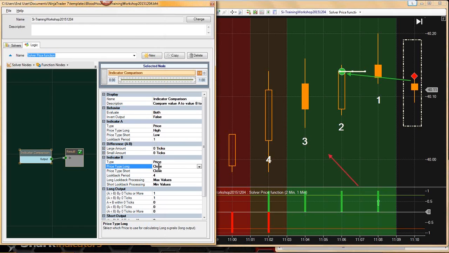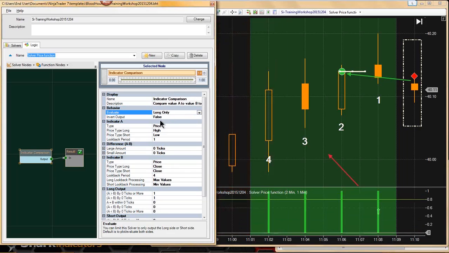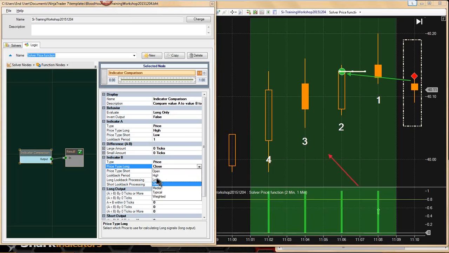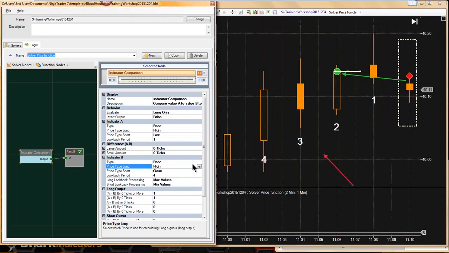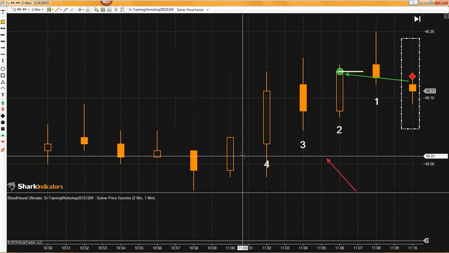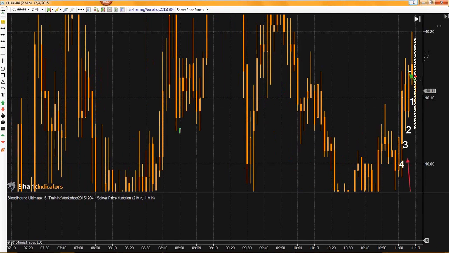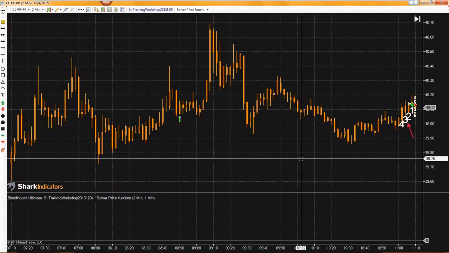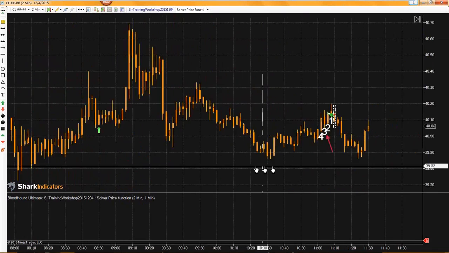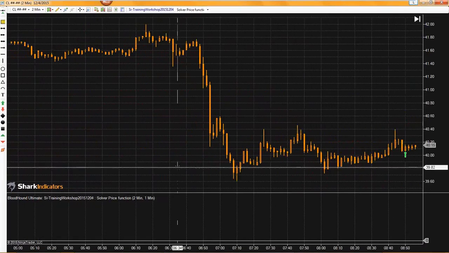So let's see what would happen. Let's just focus on the long side again. Let's just focus on one side here. So I'll just set this to long only. So if we take the price type long and set this to the high as well, let's see what happens. So it looks like we get nothing, no output at all. All right, absolutely no output.